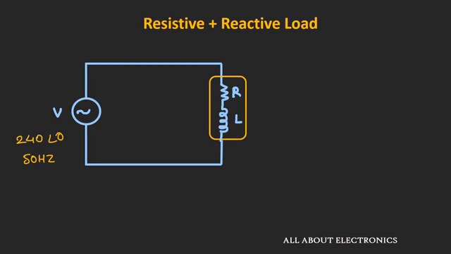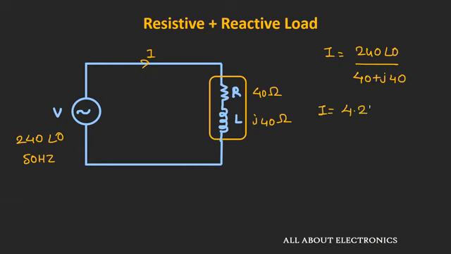So now let us take the more practical case of a load, where the load has a resistive as well as a reactive element. Let us say in this case the value of resistance is 40 ohm and the value of reactance is j40 ohm. So the current I which is being drawn from the source will be equal to 240 divided by 40 plus j40. So the value of current I will come out as 4.2426 ampere, which will make an angle of minus 45 degree.